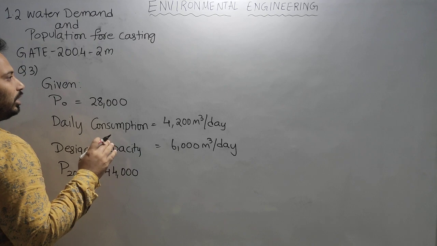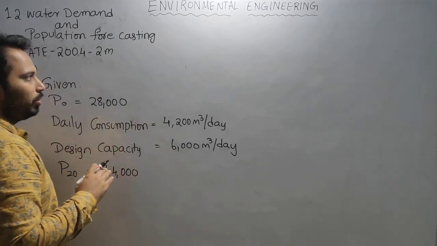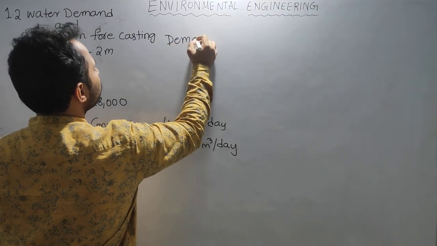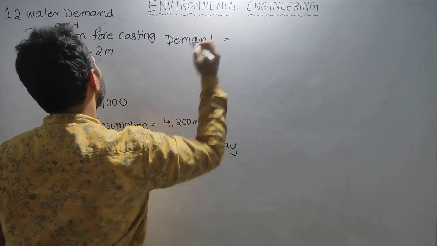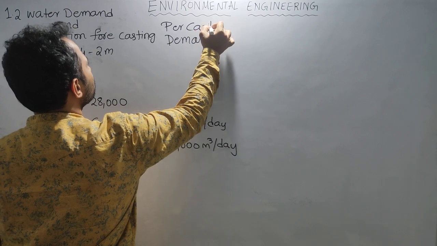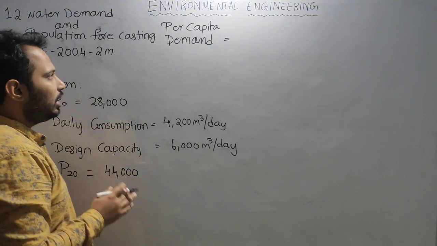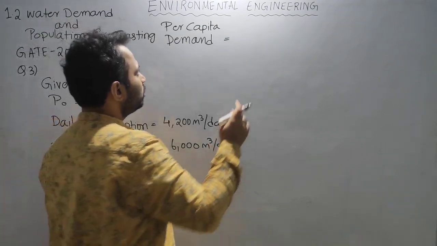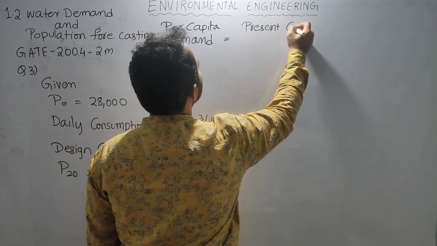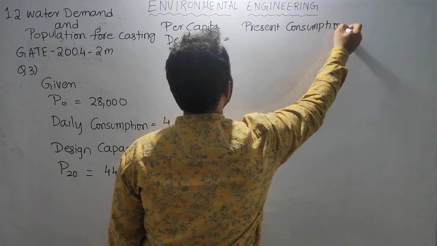So first of all, what is the demand of the community? So demand is equal to per capita demand. Per capita demand is equal to daily consumption by population. Present consumption by present population.